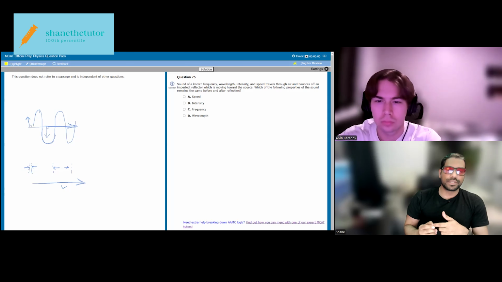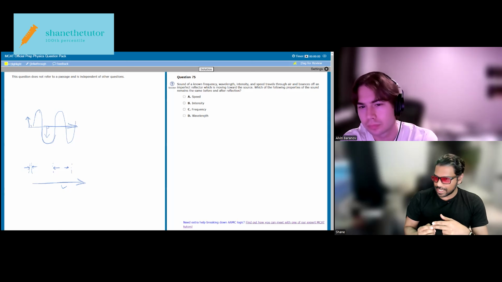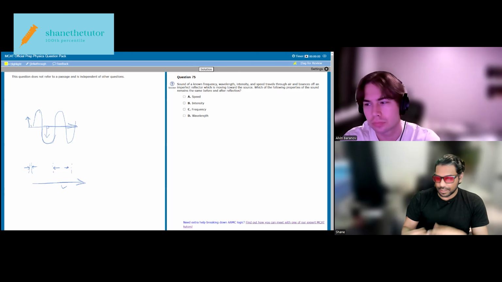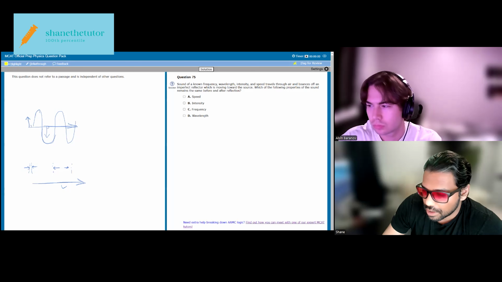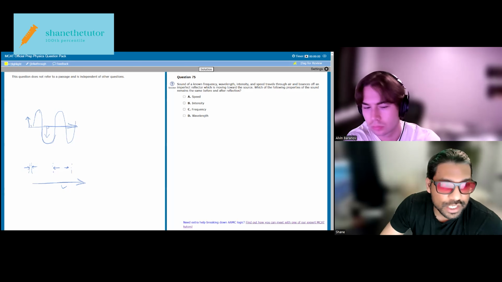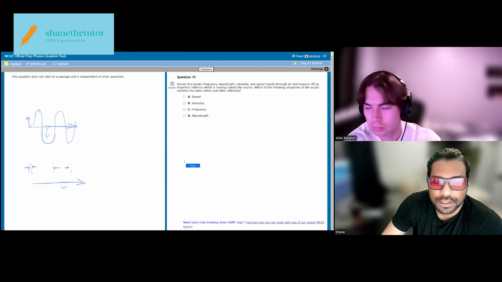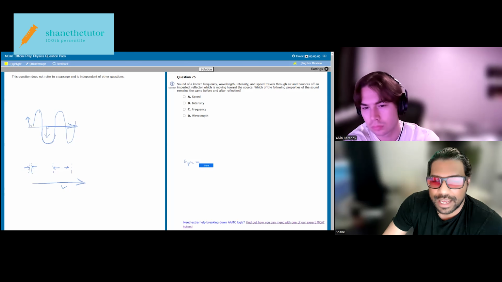Now, what you said about the frequency staying the same, that is only going to be true for light because the energy of a photon is hf.